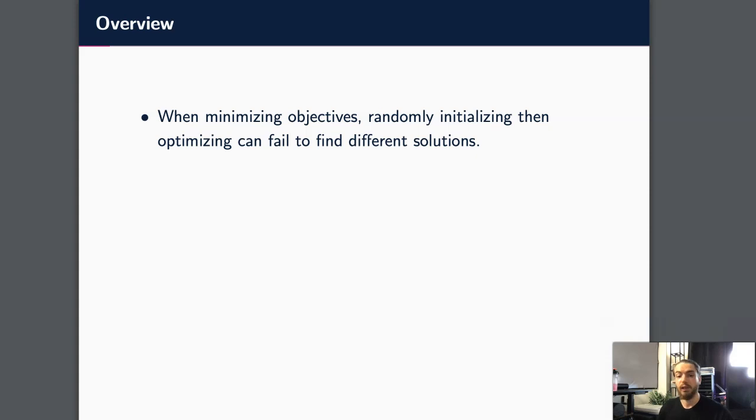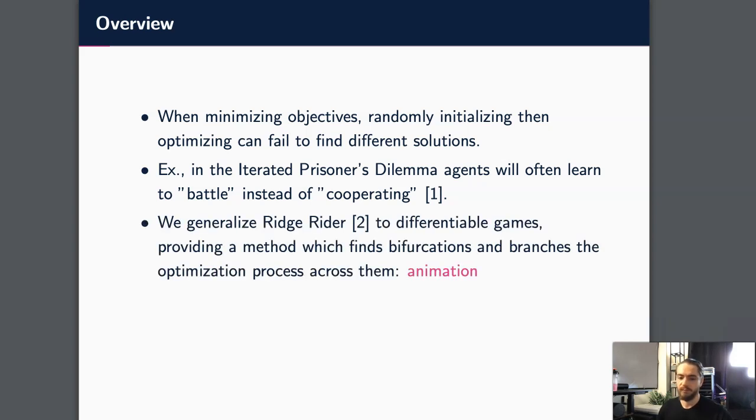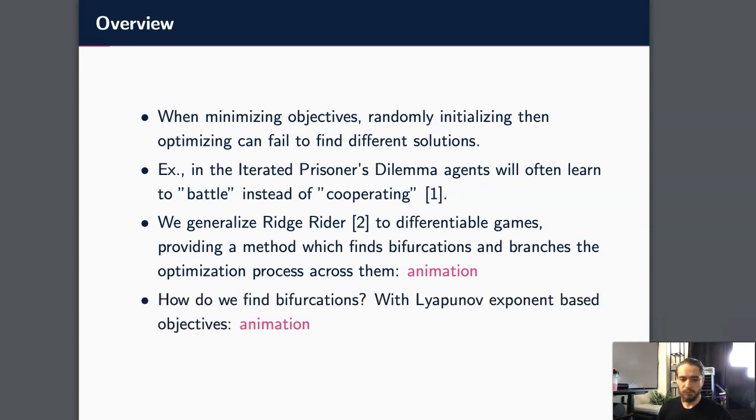Now, to quickly overview our paper. When solving optimization problems, randomly initializing and then optimizing can fail to find different solutions. For example, agents in the iterated prisoner's dilemma will often learn to battle instead of cooperating, leading to lower welfare for everyone. Here, we present a way to generalize Ridge Rider to optimization in differentiable games by providing a method that finds bifurcations and then branches the optimization process across them. Notably, we find bifurcations with Lyapunov exponent-based objectives.